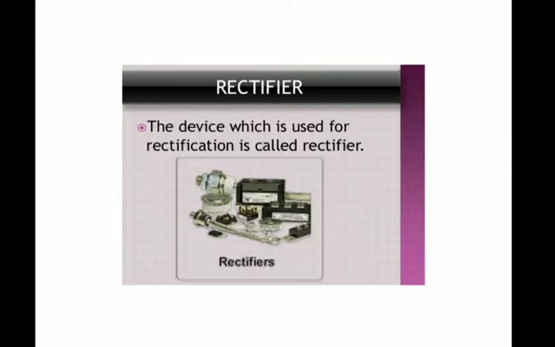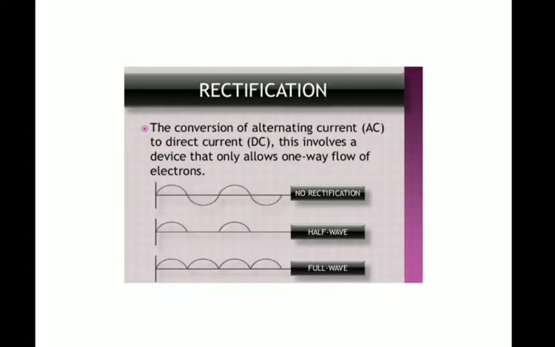So, what is a rectifier? The device which is used for rectification is called a rectifier. Rectification means the conversion of alternating current, that is AC, to direct current, DC. This involves a device that only allows one-way flow of electrons. In this diagram, the first diagram shows no rectification, the second diagram shows half wave rectification, and the third diagram shows full wave rectification.